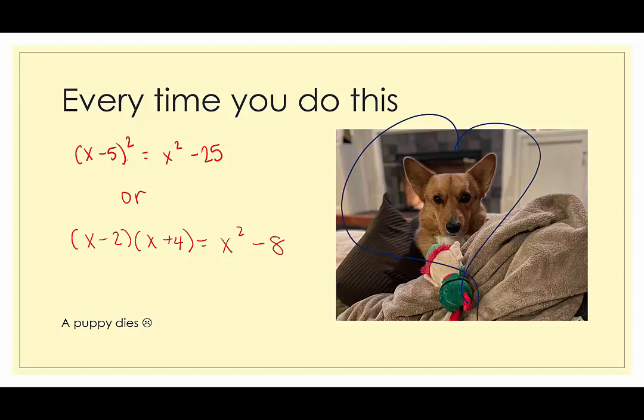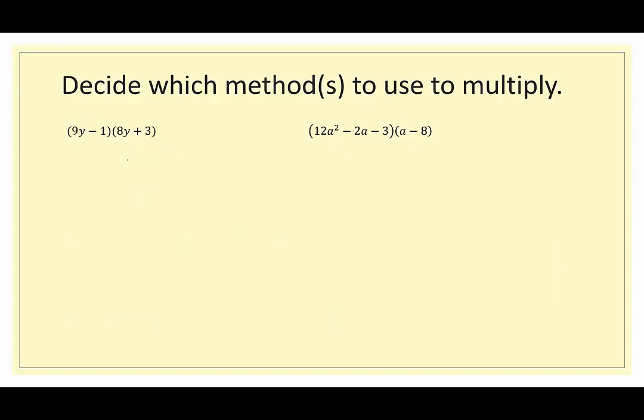Now, the top one, you might be saying, I don't see what's wrong with that. You distributed the exponent. But here's the thing. You can't distribute an exponent over addition or subtraction. We're going to look at a shortcut you can use, but that's not it. Let's keep the puppies alive. Let's do some good multiplication.